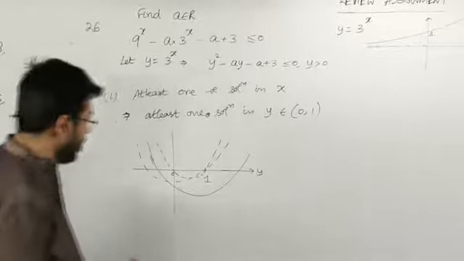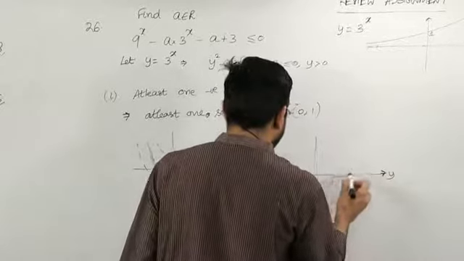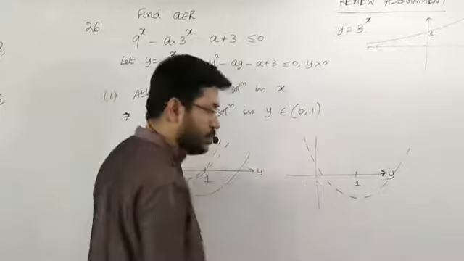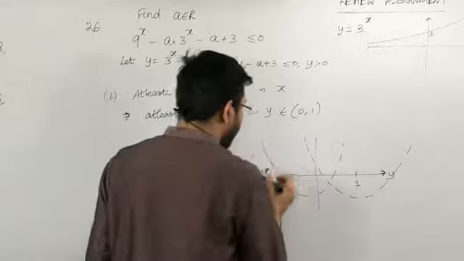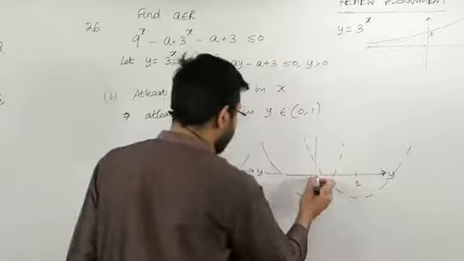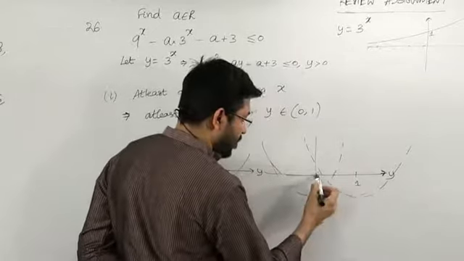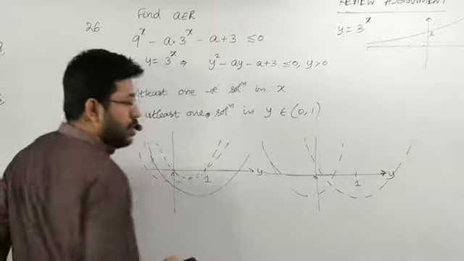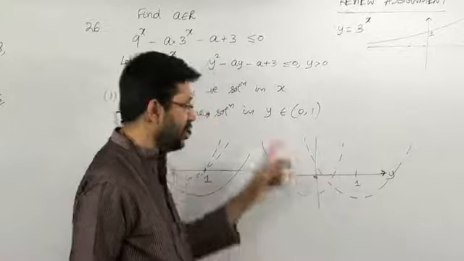The second case is exactly one root in the interval 0 to 1, like this, or like this. Exactly one real root in the interval 0 to 1. If it is so, then for this parabola, for these values of y, the expression is negative. We should have at least one value of y in the interval 0 to 1 for which the expression is negative.